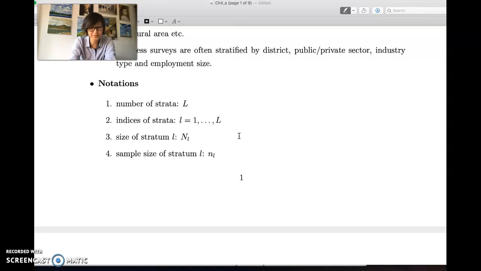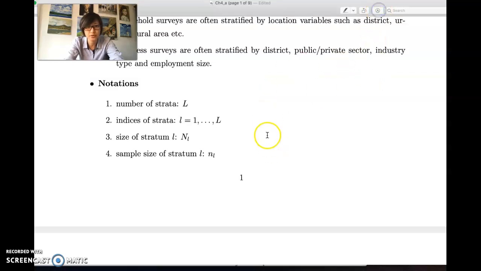Okay, so before we move on to the estimation, I'd like to talk about the notation under stratified random sampling. So in the population, we divide the population into strata.